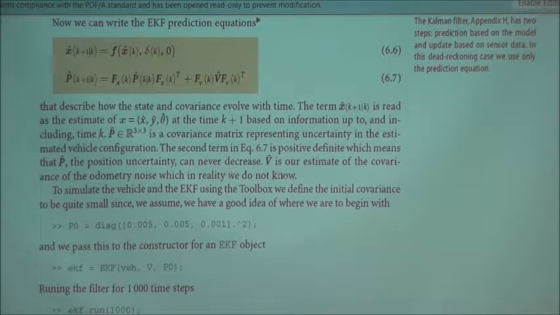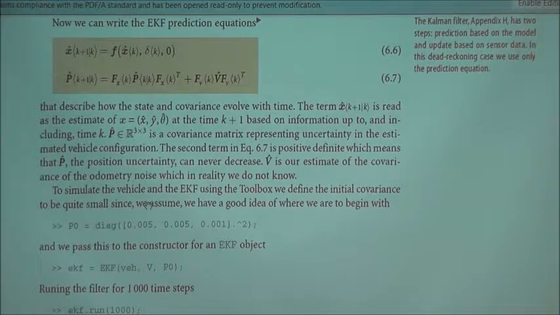Now, V hat, which is this value, is our estimate of the covariance of the odometry noise, which in reality we do not know. So we don't know V hat either.